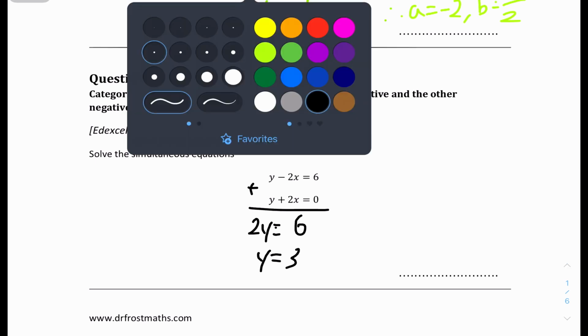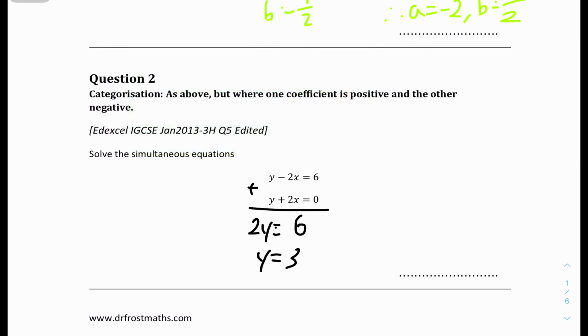And just use the first equation to find what x is. So it will be 3 minus 2x equals 6. So it will be minus 2x equals 3. And just divide both sides by minus 2, it will get us x equals minus 3 over 2. And therefore the answer is that x equals minus 3 over 2 and y equals 3. And these are the answers.